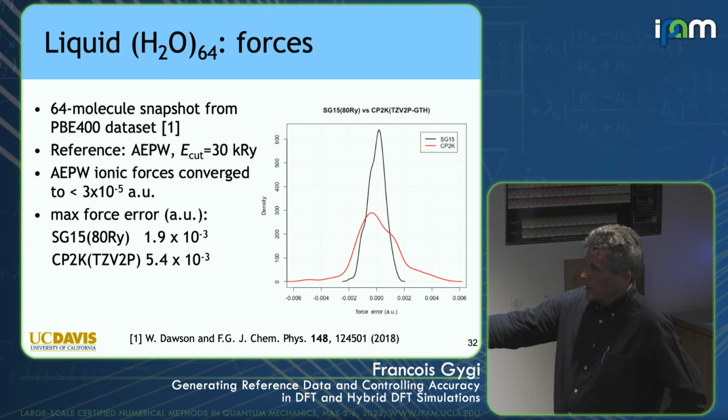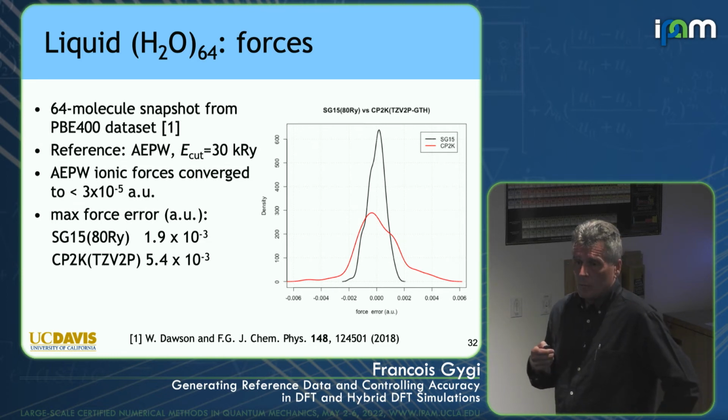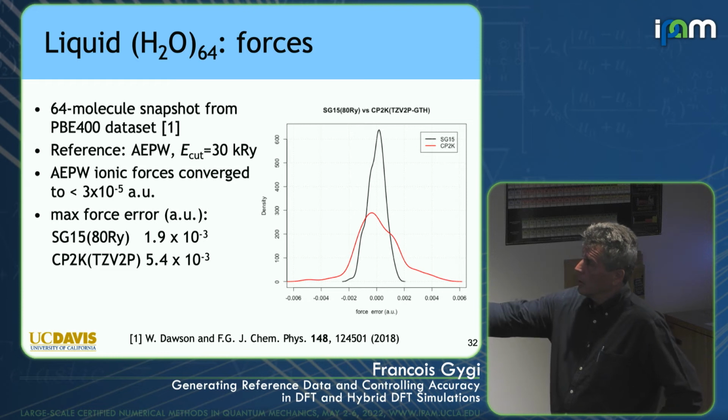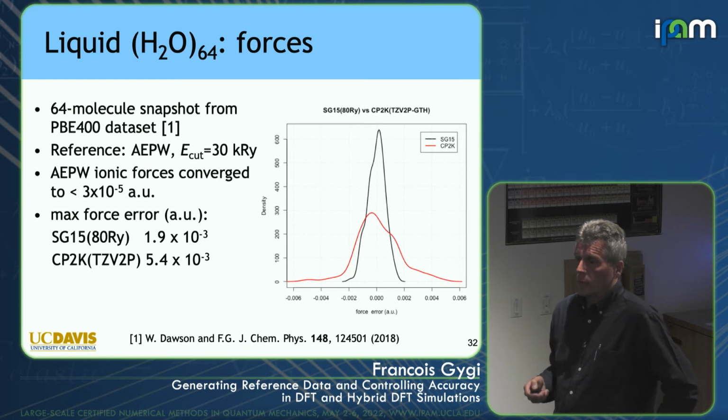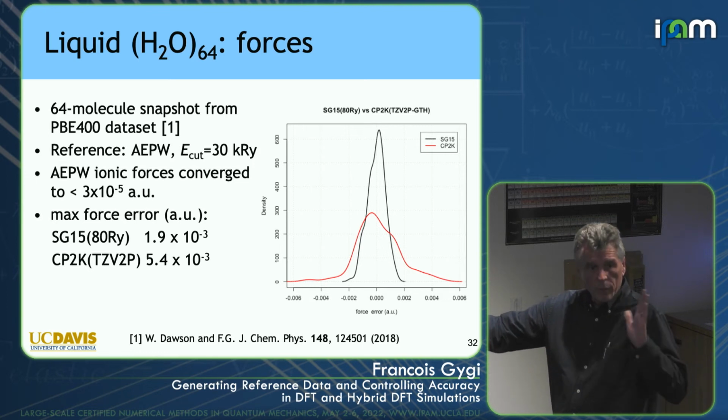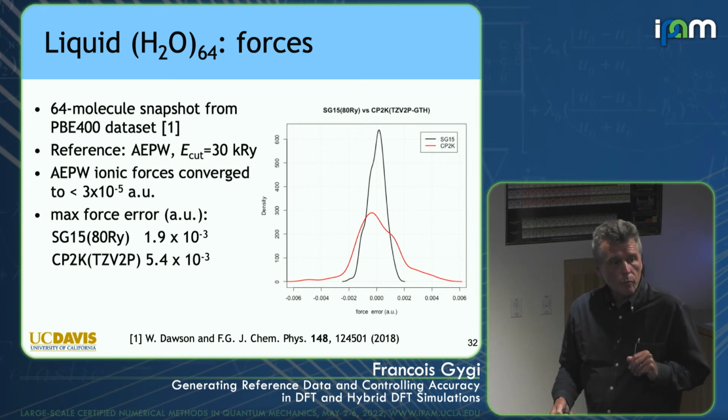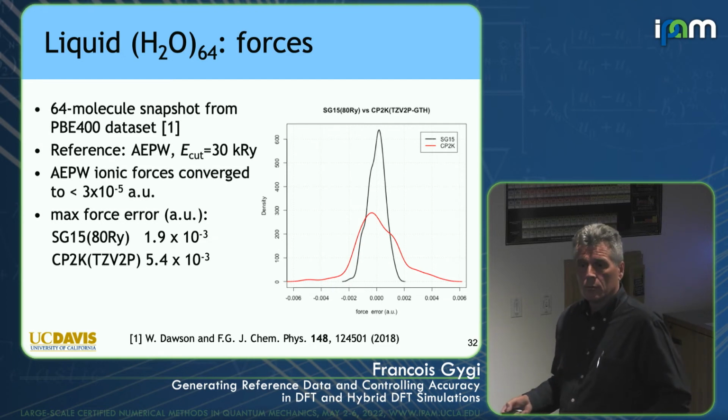We claim that the forces we get are converged to this value because if we change the cutoff from 20,000 Rydberg to 30,000 Rydberg, it changes by less than that. And the convergence seems to be smooth. So what we do then is we take this value as our reference. We say that's the ground truth, and we compare other methods to that.